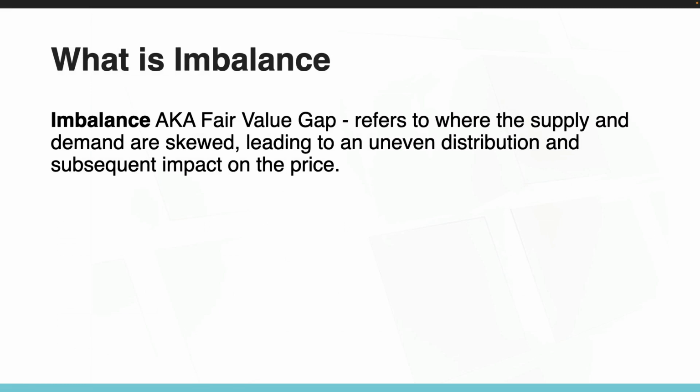In this video, we'll be talking about imbalances. So imbalance, also known as fair value gap, refers to where the supply and demand are skewed, leading to an uneven distribution and subsequent impact on the price. And this can be caused by economic factors such as trade imbalances, capital flows, or changes in market sentiment.